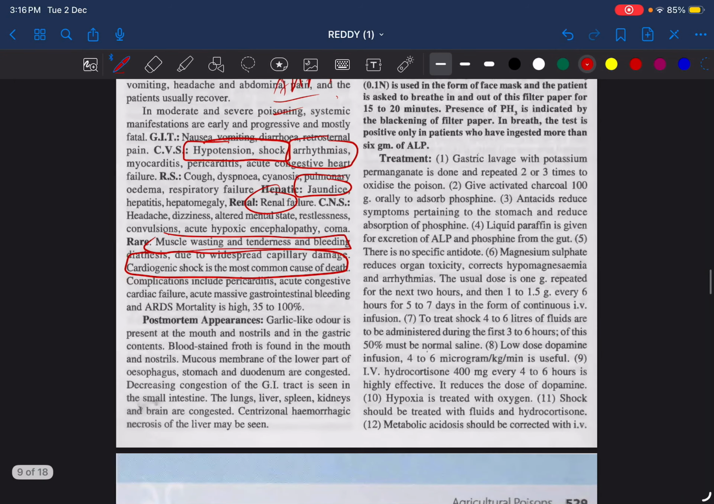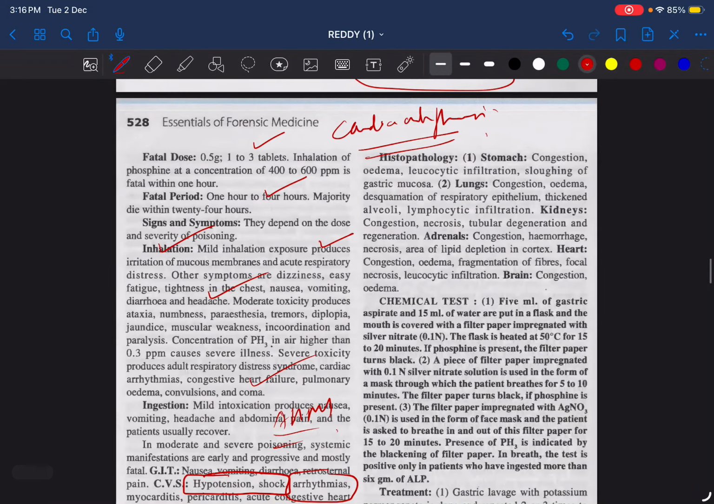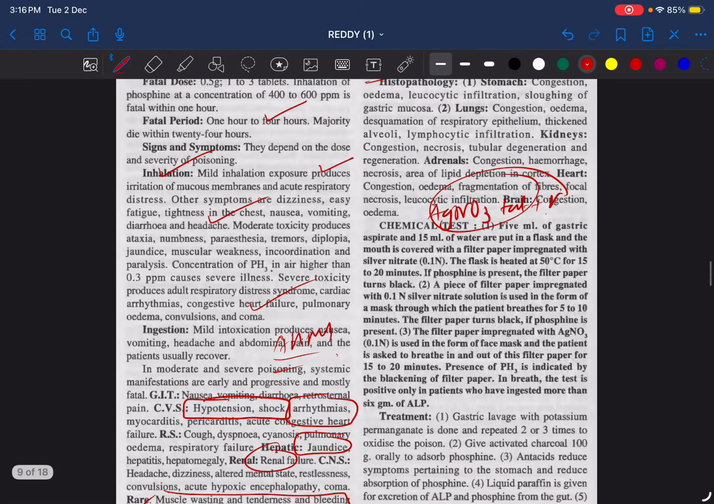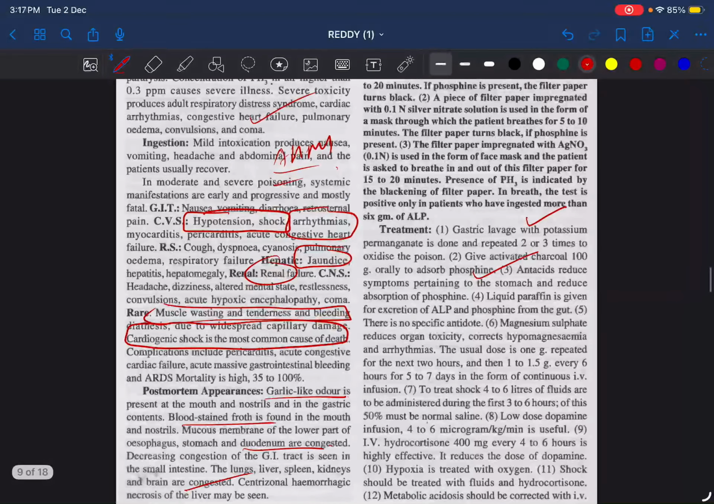And I told you, garlic-like odor, blood-stained froth, mucous membrane will be congested, lungs, spleen, brain, everything will be congested, and it is toxic to the liver. So centrizonal hemorrhagic necrosis will also be seen. And the most famous test is the silver nitrate test. Silver nitrate test is positive. Okay, blackish appearance. Okay, and the silver nitrate paper test is used for the detection of aluminium phosphide. Again, this will be mentioned in your question. Gastric lavage can be given, activated charcoal can be given. But remember, there is no specific antidote.